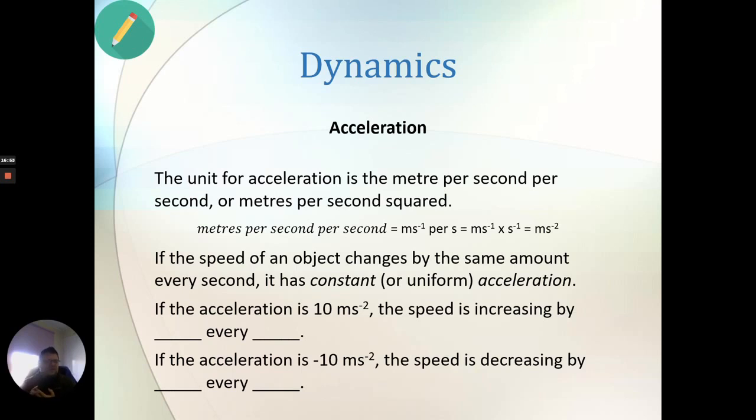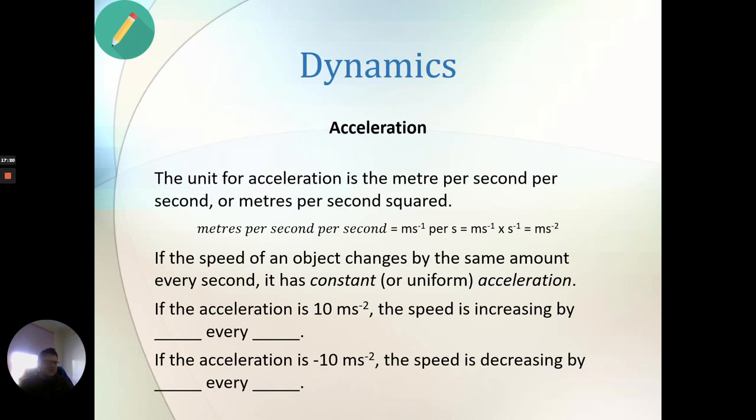Now, some of the terms you need to get used to are uniform or constant acceleration. That means that it has the same acceleration constantly. You could have something with an average acceleration, that's fine, but usually you will be dealing with constant or uniform acceleration.